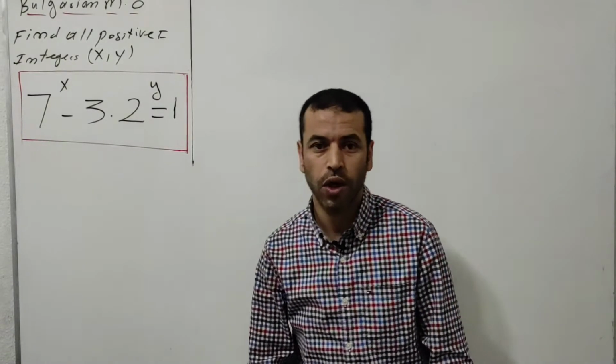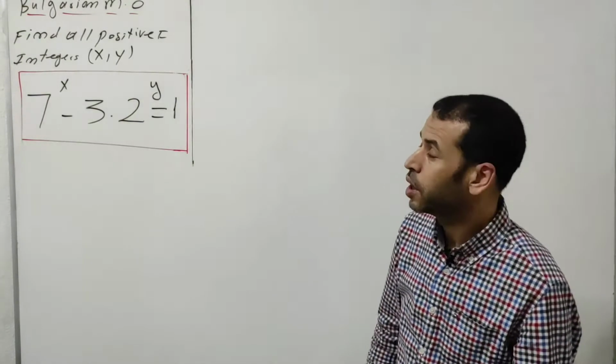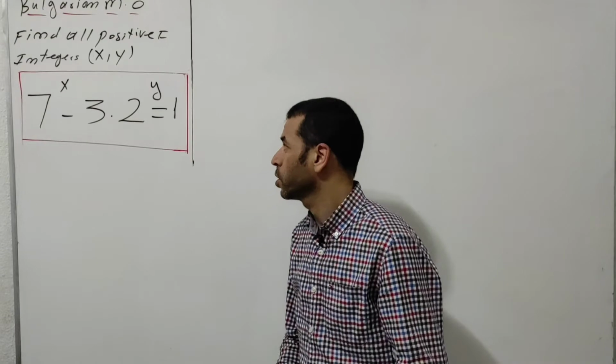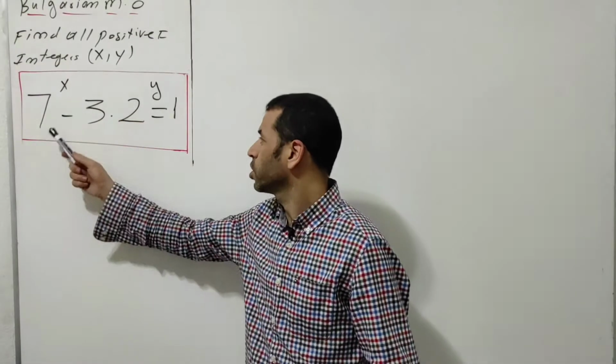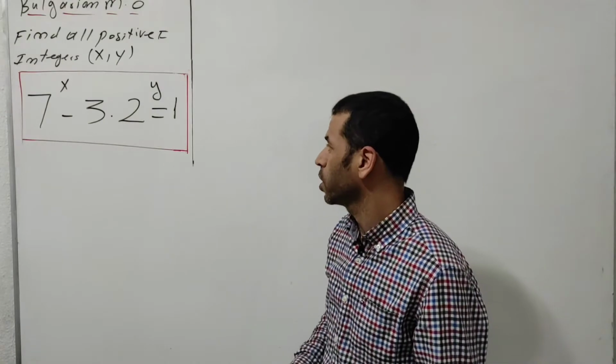Hi, in today's video I would like to share with you a very nice problem from a Bulgarian Mathematical Olympiad. Here is the following information. Find all positive integers x and y. Here is the following equation: 7 to the x minus 3 multiplied by 2 to the y equals 1.